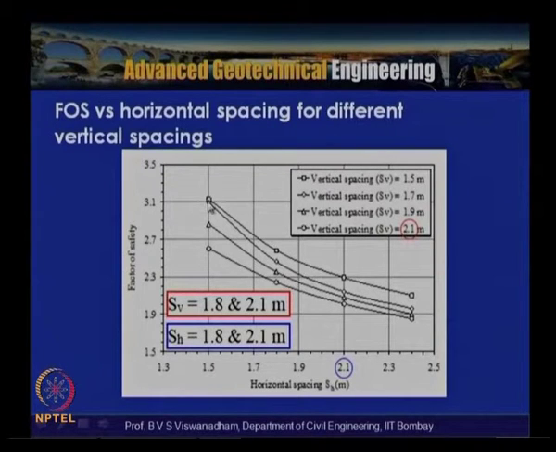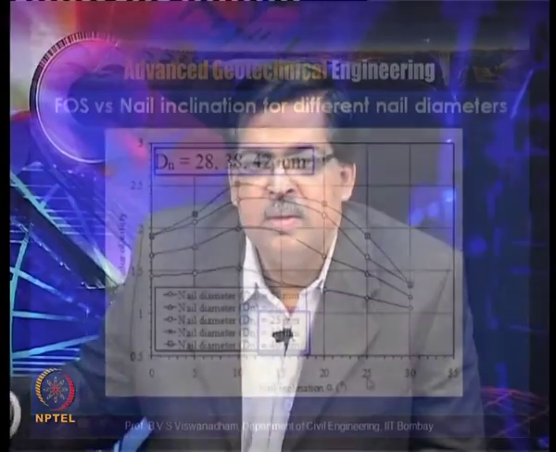So what you can see is that with an increase in vertical spacing, there is a decrease in the factor of safety. It can be seen, for example, with a horizontal spacing of 2.1 meters and a vertical spacing of 2.1 meters, that with an increase in vertical spacing there is a decrease in the factor of safety, which can be seen from this analysis. Similarly, here the diameter of the nails.